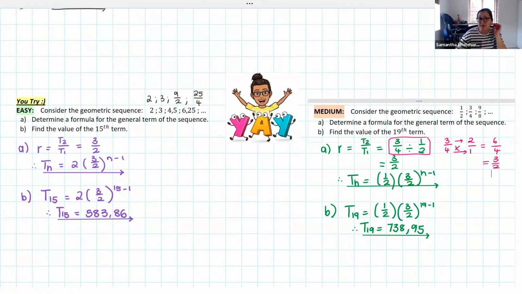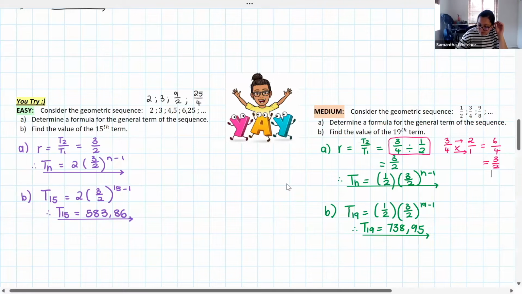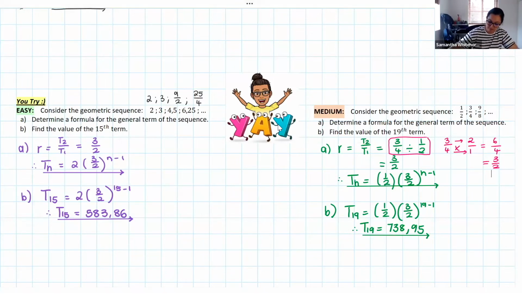Sorry, ma'am. I think I'm having a problem, ma'am, with the medium. So I put a fraction on top of another fraction, and I got something totally different from you, ma'am. Did you say 3/4 over 1/2 like that? Yes, ma'am. On your calculator? Yes, ma'am.